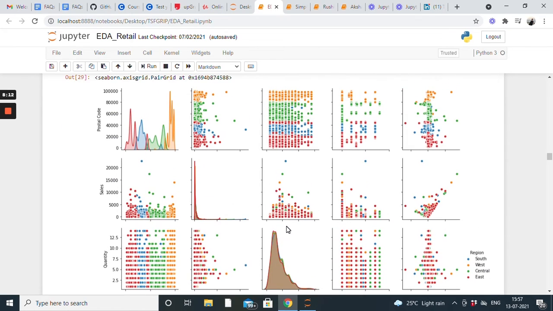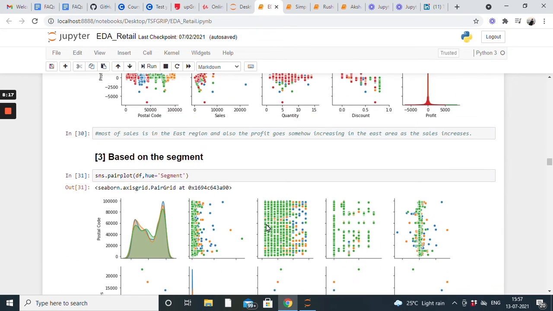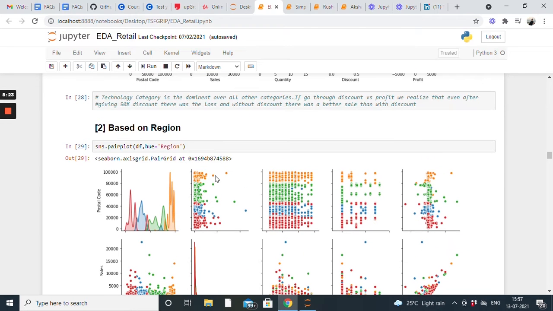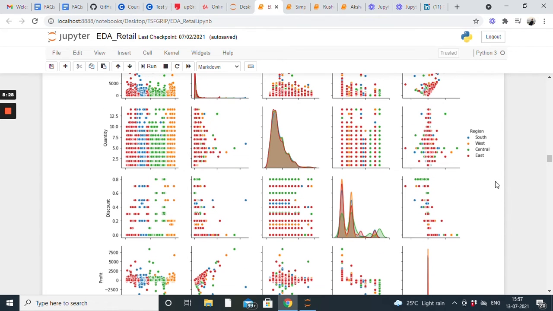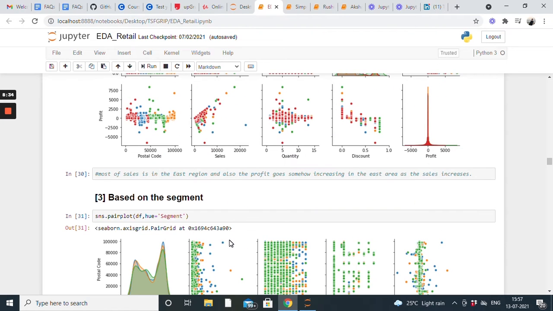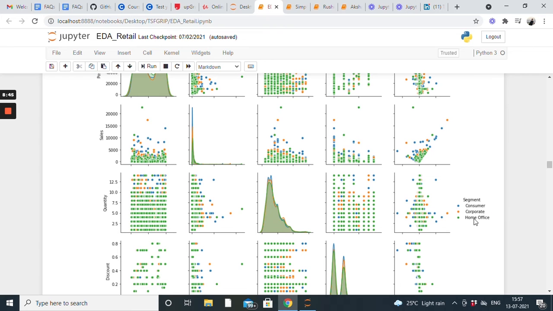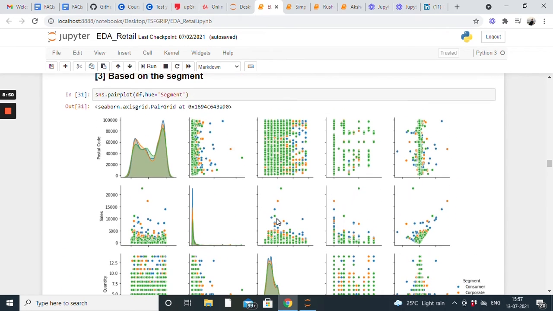As per region we have the pair plot here. Based on the region pair plot, we can conclude most of the sales are in the east region, right? So the east region is having more sales, and also profit somehow increases in the east area as the sales increase. Okay, based on segment: consumer, corporate and home office. This is the pair plot based on the segment, right?